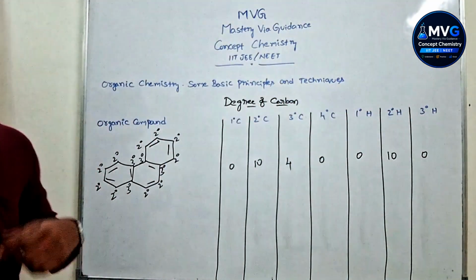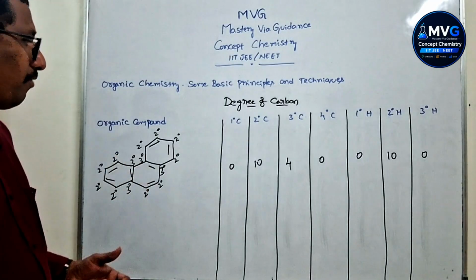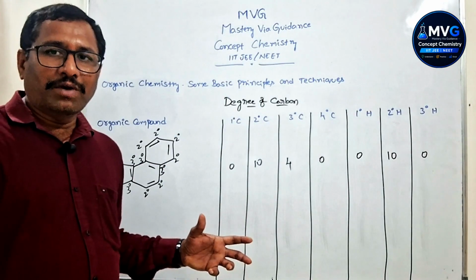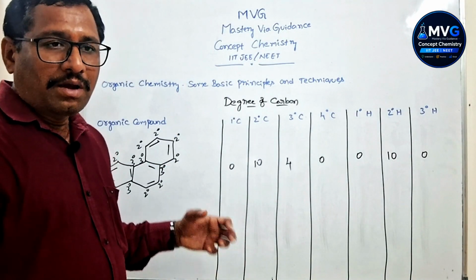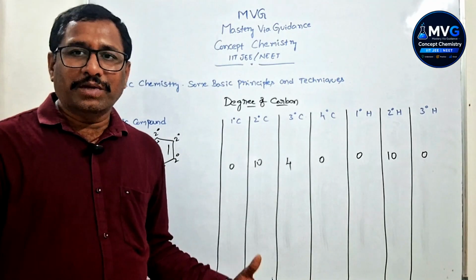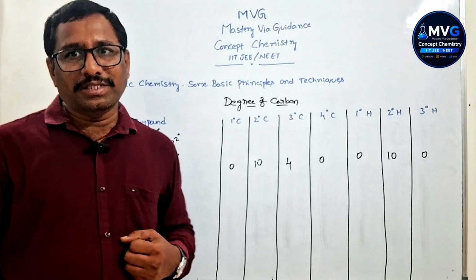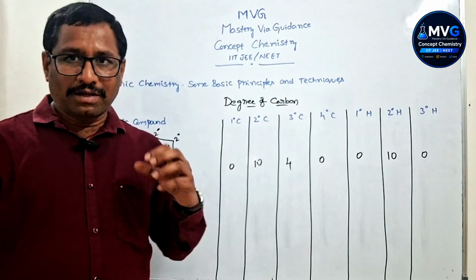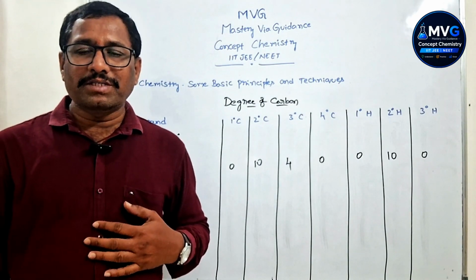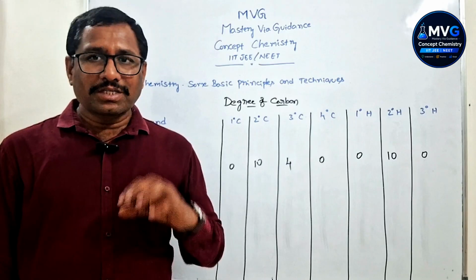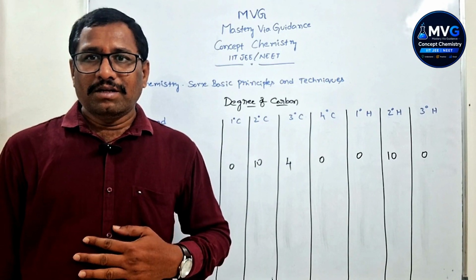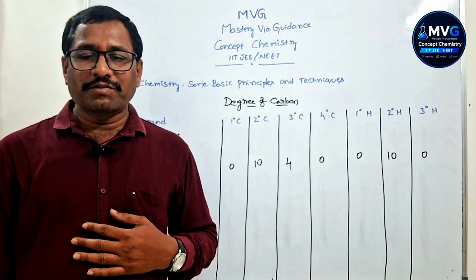Like this, students, in any large molecule, identify: a carbon further connected with one carbon means primary carbon. A carbon further connected with two carbons means secondary carbon. A carbon further connected with three carbons means tertiary carbon. A carbon further connected with four carbons means quaternary carbon. Students, quaternary hydrogens are not there because all four bonds are with carbons.